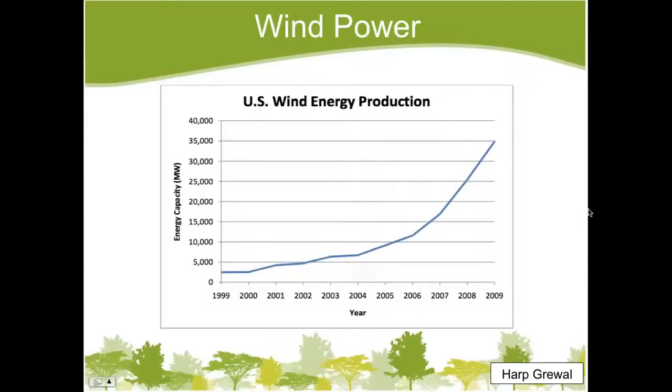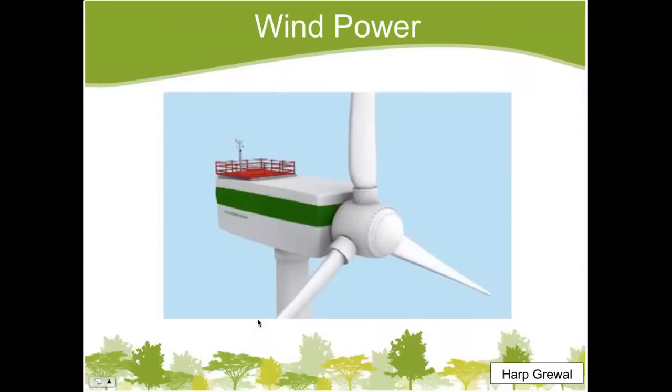So first I'd like to talk about wind power. As can be seen in this graph, in 2009, 35,000 megawatts of energy were produced in the United States. As you can see from the slope of this graph, wind power has been seeing an exponential increase over the last 10 years and continues to grow in popularity.